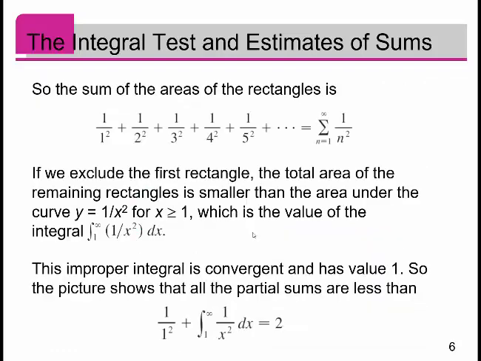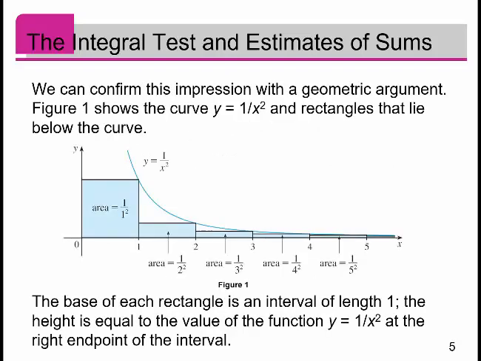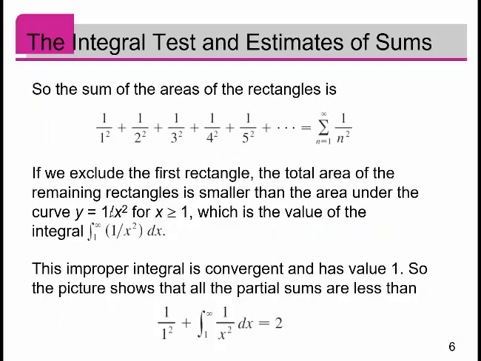All right, so the sum of the series of the rectangles is the following, as we've seen. If we exclude the first rectangle, so if we exclude this one right here, the total area of the remaining rectangles is smaller than the area under the curve y equals 1 over x squared for x greater than or equal to 1, which is basically, remember, area under the curve, the value of the integral from 1 to infinity of 1 divided by x squared dx. So the improper integral is convergent and has value 1.